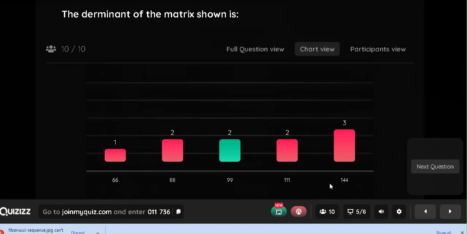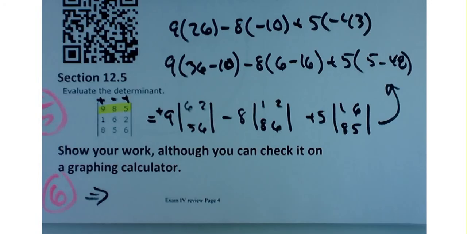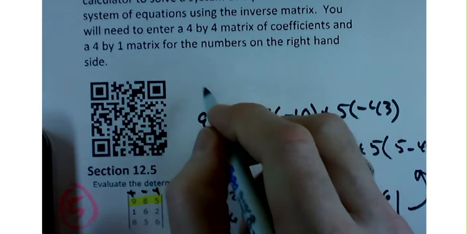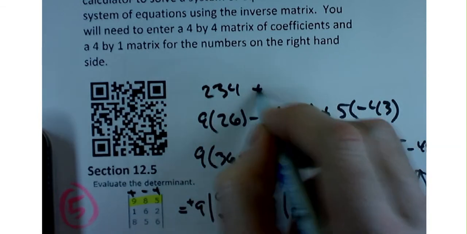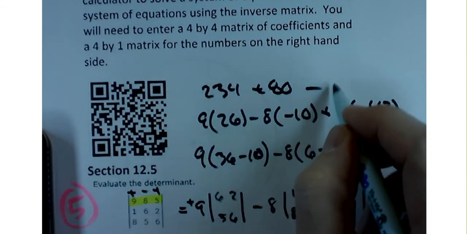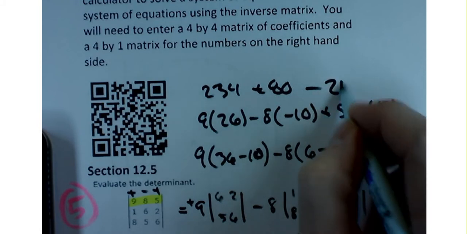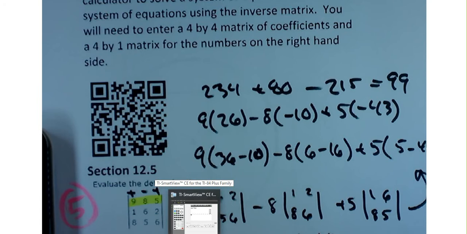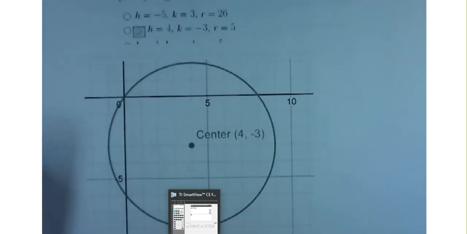Okay. So to finish this up, all we really need to do is multiply 9 times 26, which gave me 234. Plus 80 minus 215, that equals 99. That's all there was to it. You can do this on the graphing calculator to check yourself. I have no problem with you doing that. Should I demonstrate that real quick? It's up to you. All right, no takers. So you can do that on the graphing calculator.